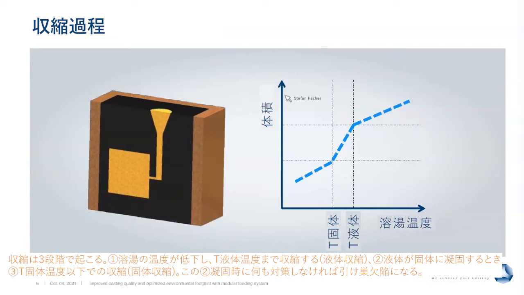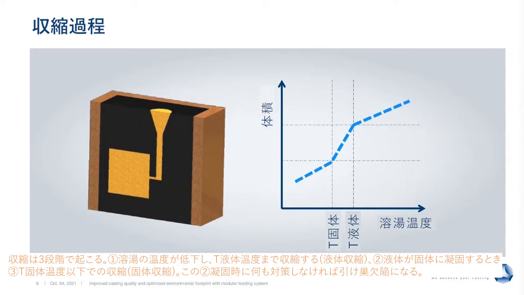We have three different types of shrinkage. We have the solid shrinkage, which is compensated by the pattern maker already. We also have the liquid shrinkage, which happens at temperatures above the liquidus temperature. And we have the solidification shrinkage, which happens between the liquidus temperature and the solidus temperature. If we do not do anything against this shrinkage, we will face shrinkage defects, let's say holes in the casting, which we do not want.